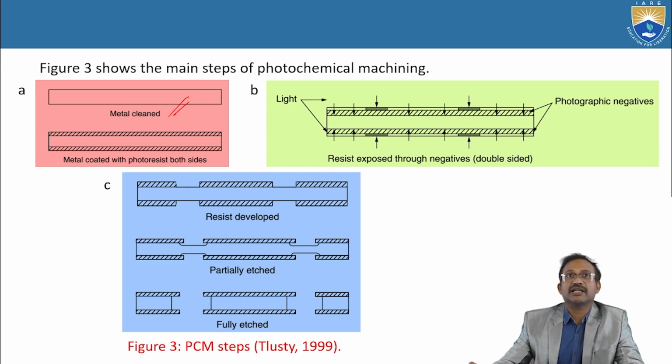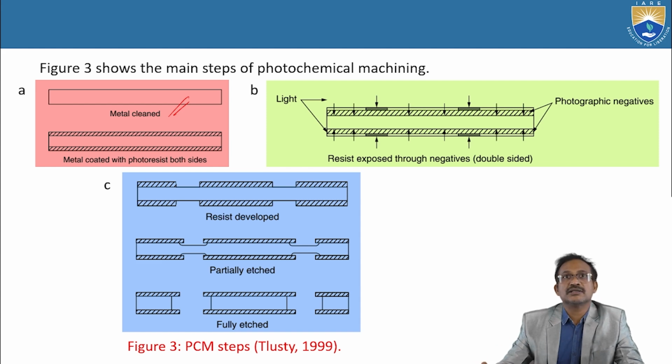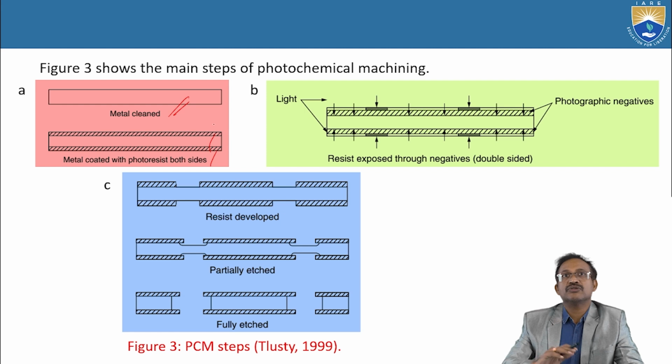So immediately after cleaning, what do we have to do? Already we have discussed. The metal is coated with photoresist on both sides. Okay, so here both sides of the surface are to be coated with photoresist. Okay, next what do we have to do?